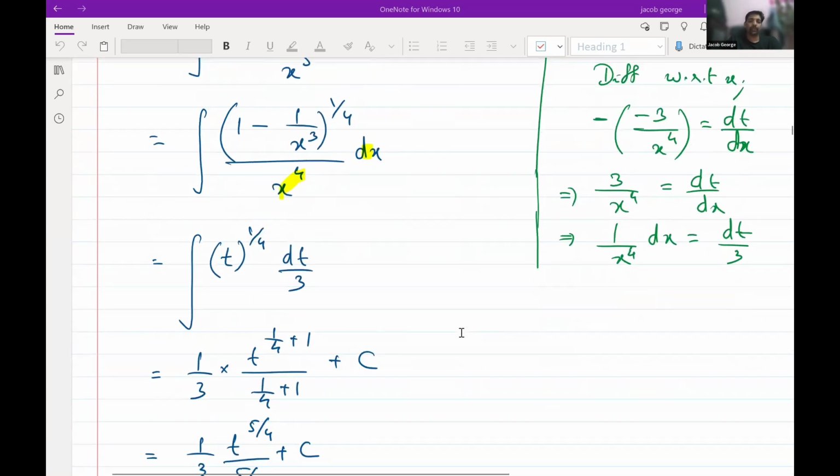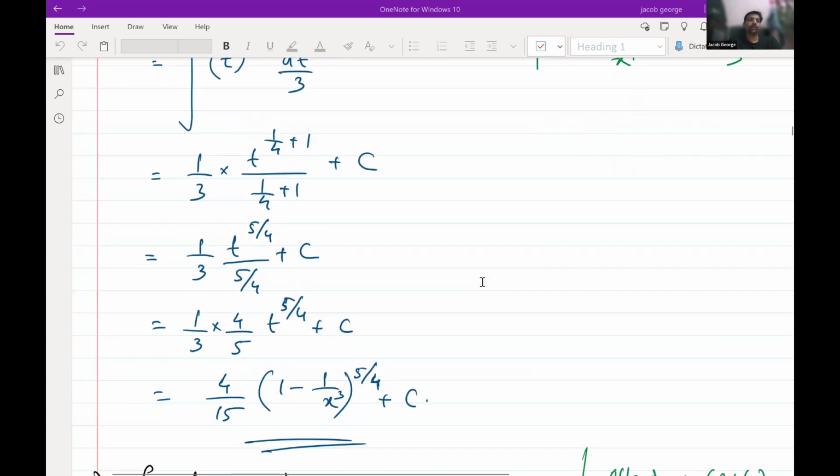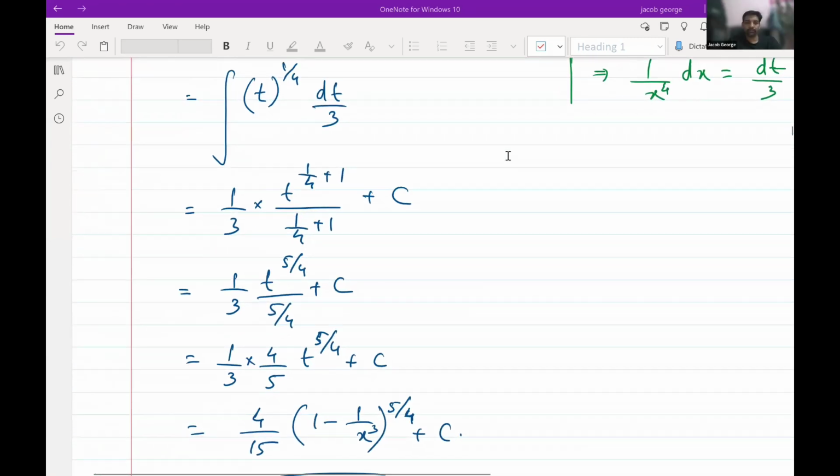So then we have to take 1 by 3 outside. So t raised to (1 by 4 plus 1) by (1 by 4 plus 1), or t raised to 5 by 4 by 5 by 4, or it is 4 by 15 into t. t is 1 minus 1 by x cube. So 4 by 15 into (1 minus 1 by x cube) raised to 5 by 4. Is it clear? Yes, sir. Just note it down, one second. That is okay, right? Yeah.